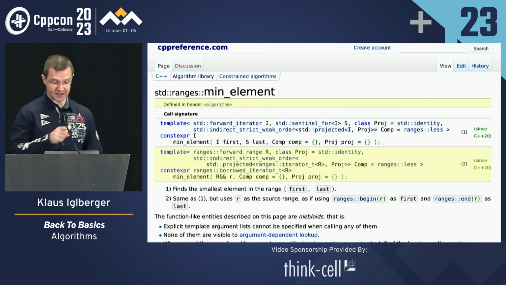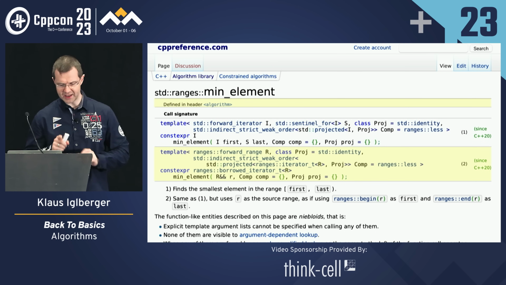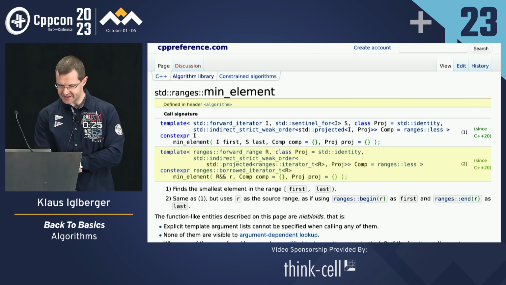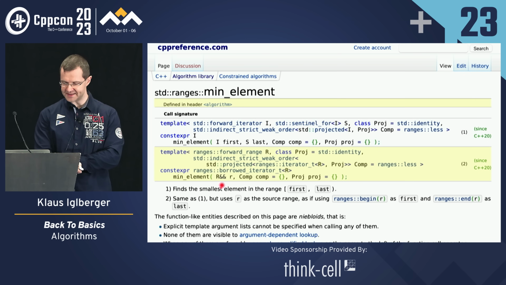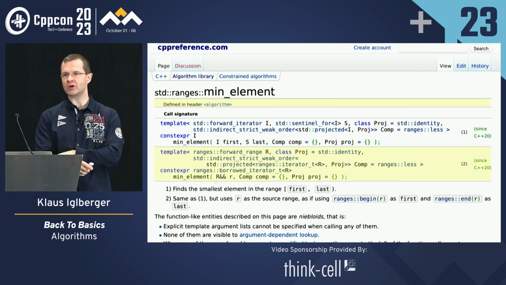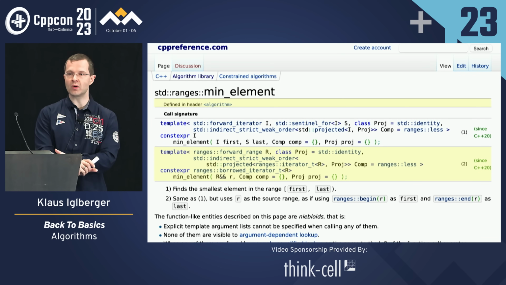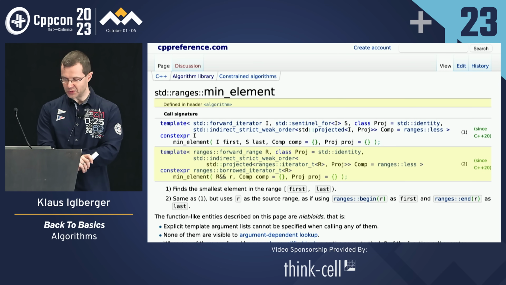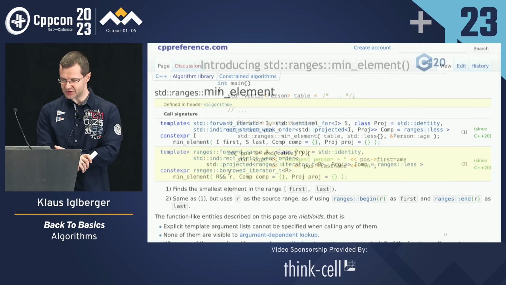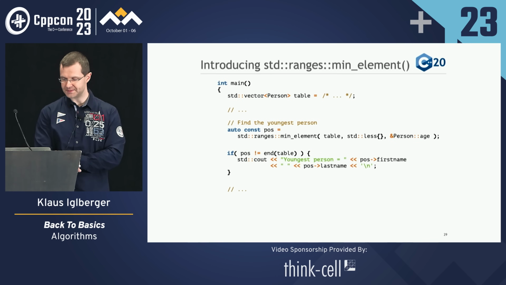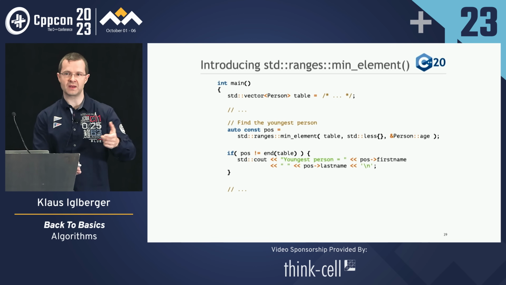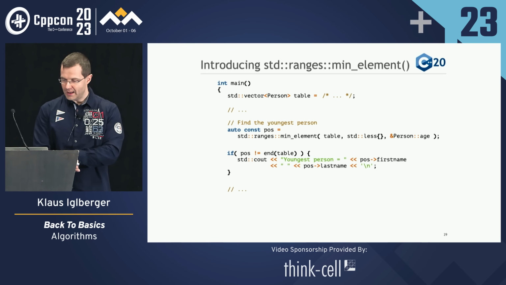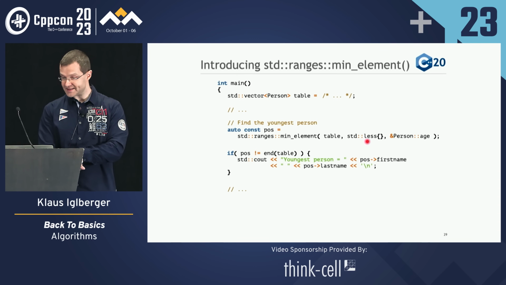But then there's a second form, which is really interesting. Yes, I know that this is hard to understand and read, but this R here, that is some range. Something with begin and end. And this is now what we're going to use, because this makes the code so much more pleasant to look at. So min element now just doesn't take begin and end, it takes the vector itself, the range, the thing with begin and end. Then as a comparator, we now use less.